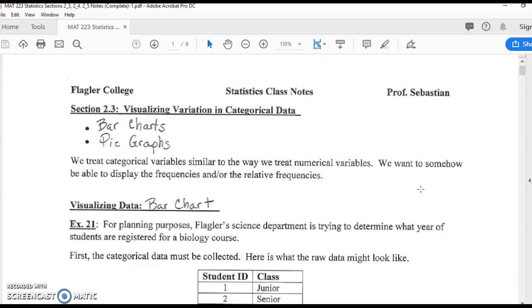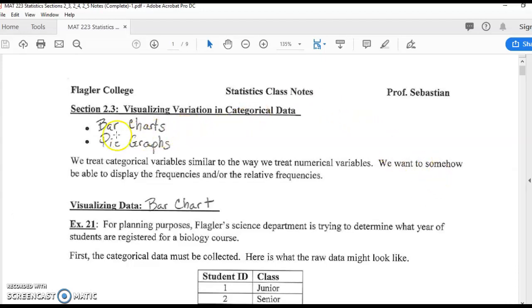So sections 2.3 and 2.4 together are talking about how to visualize and summarize categorical data. In sections 2.1 and 2.2, we did how to visualize and summarize numerical data. Now in sections 2.3 and 2.4, we're going to talk about visualizing variation in categorical data. Remember, categorical data are data that's not numbers, or if it is numbers, it's not numbers that you can do arithmetic with. But it's when you put data into groups like classifications, so eye color, hair color, etc.